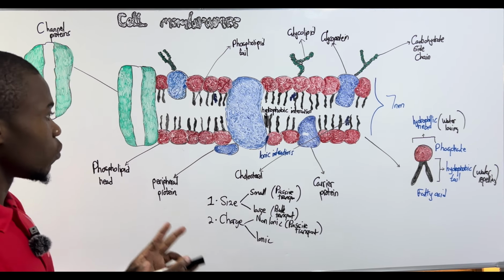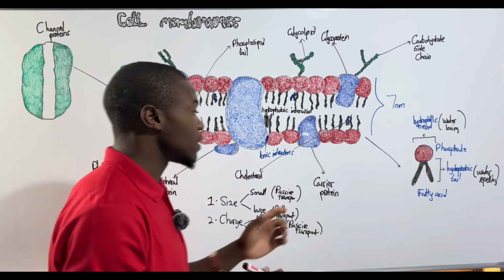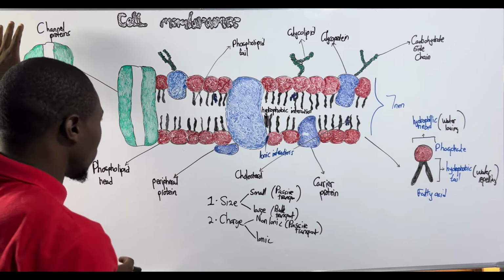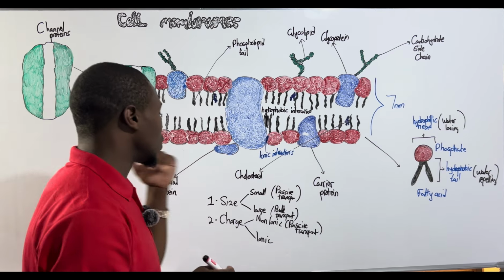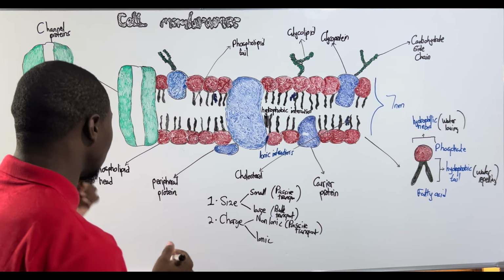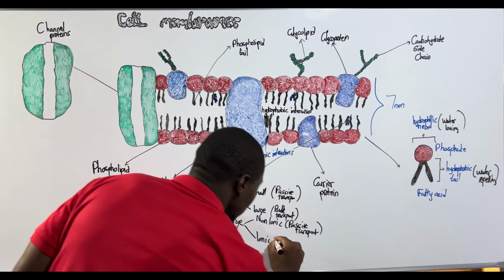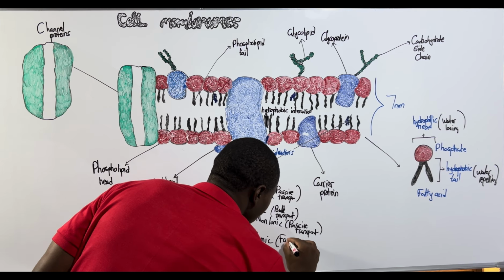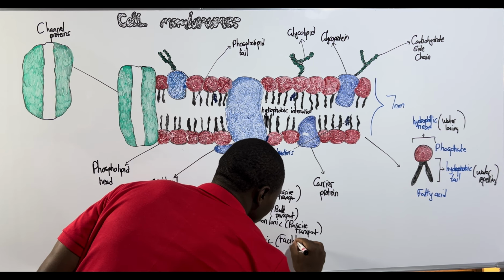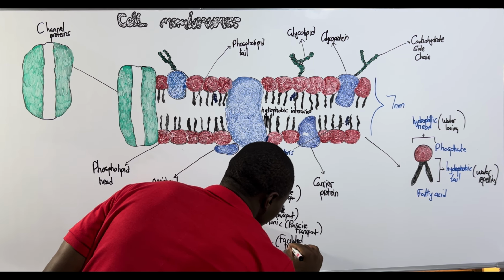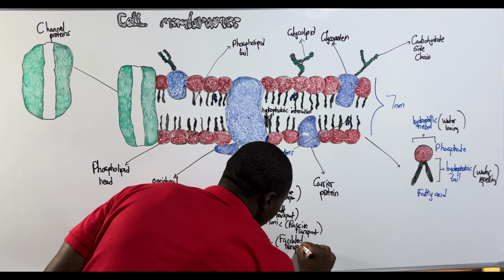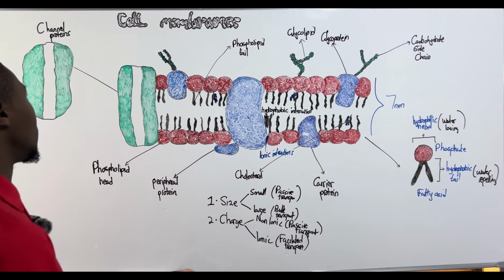Specifically, we talked of two proteins. We said there are carrier proteins and there are channel proteins. Carrier proteins and channel proteins are responsible for transporting ionic substances. So ionic substances are undergoing a type of transport that is known as facilitated. Facilitated means it requires a medium.